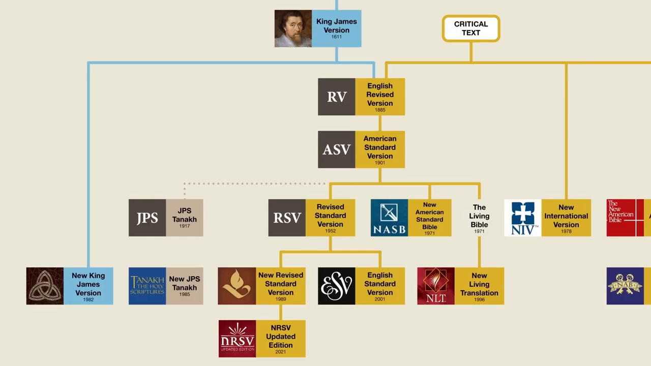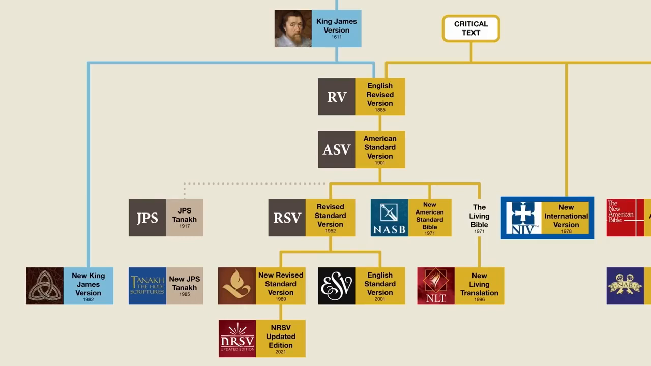Okay, let's now switch from the NRSV, which is preferred by mainline Christians, to some of the translations preferred by evangelicals. The three most popular are the NIV, the ESV, and the NLT. Since its publication in 1978, the NIV, or New International Version, has pretty much remained in the top spot as the best-selling Bible in America.